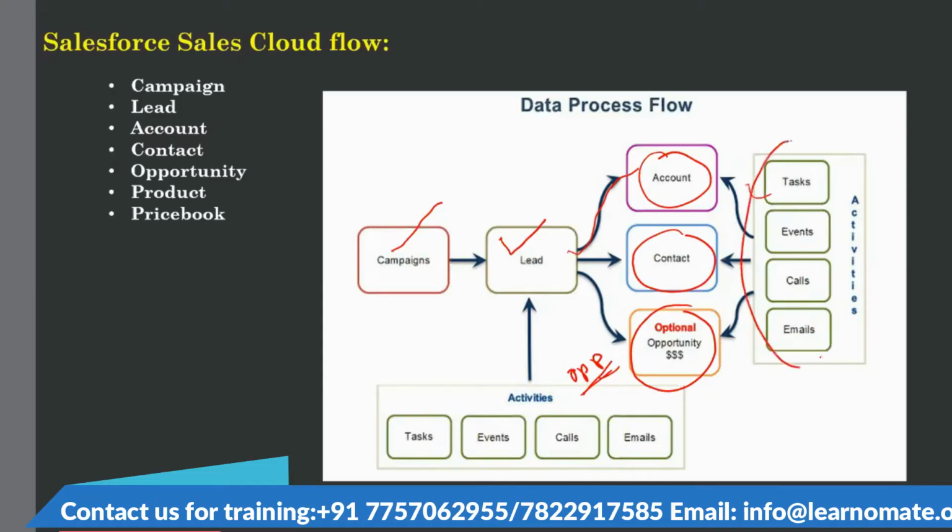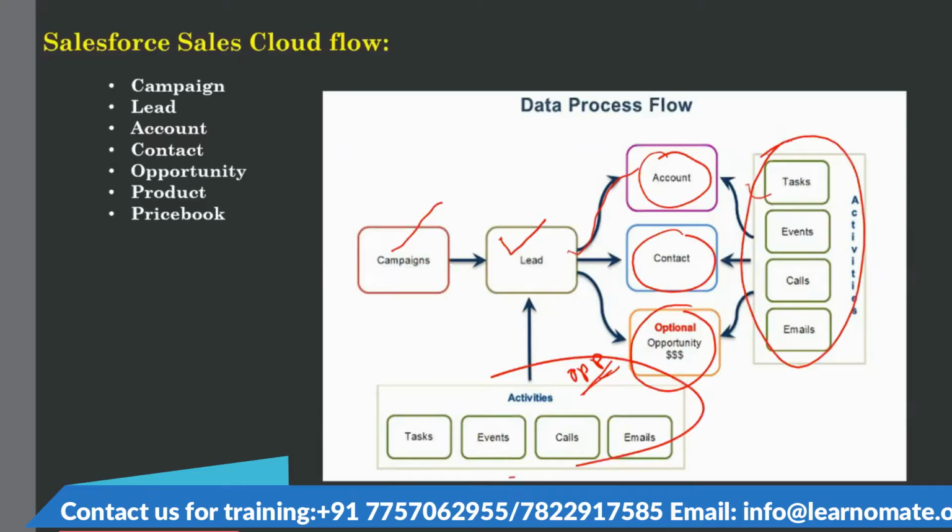So these are the activities we are dealing with: the account, contact, and opportunity, and again with the leads. This is a basic flow of the Sales Cloud. Simply put, Sales Cloud is used to sell the products. And once they sell the product, then Service Cloud comes into the picture. Service Cloud is used to provide services to your existing customers.